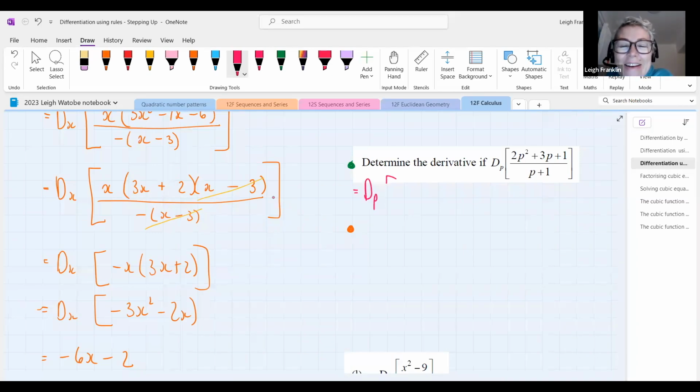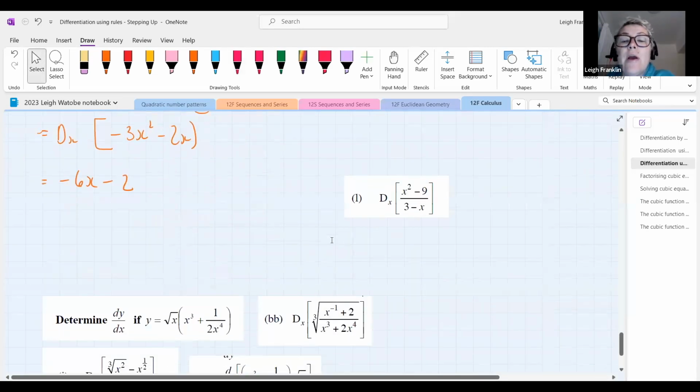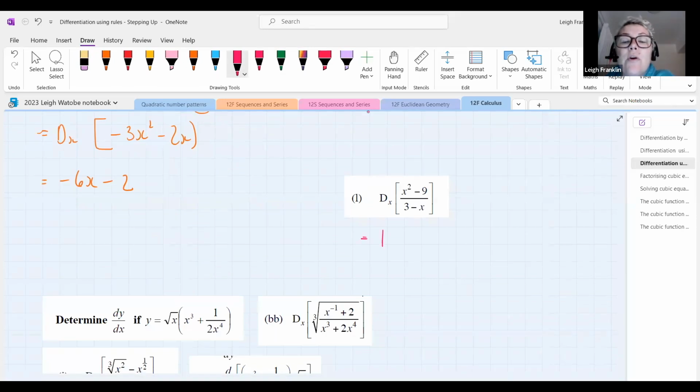I said dx, DP. I opened the bracket and factorized the numerator, which is x plus 3 and x minus 3. Okay, so you're doing this one. You said x plus 3, then you said x minus 3. Keep going. Then I said 3 minus x.